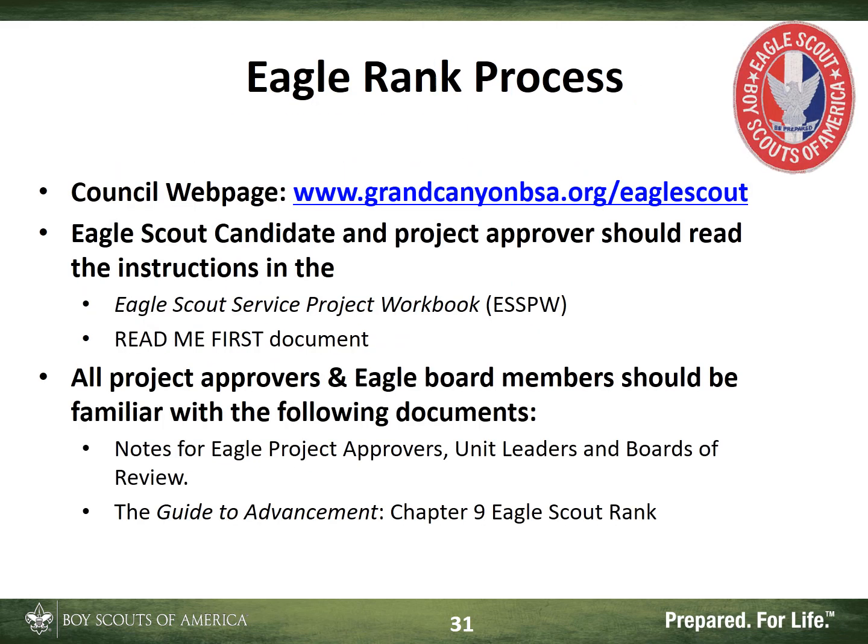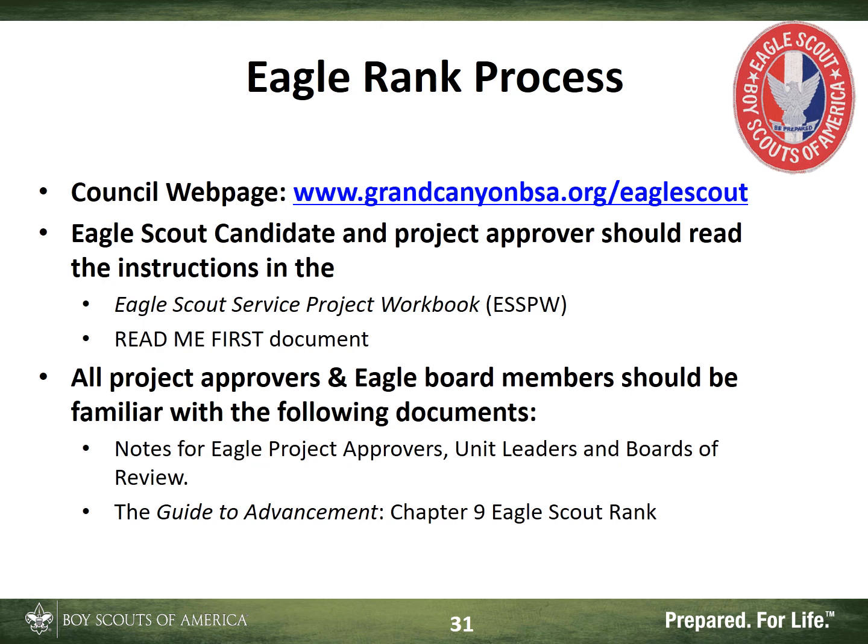Let's review again where you can find more information on the Eagle rank process. First off, go to the Council website, which is grandcanyonbsa.org/EagleScout. Read the README file that is there, and also download and read the Eagle Scout Service Project Workbook. If you're an approver of an Eagle project, or if you sit on an Eagle Board of Review, you should also get a copy of the notes for Eagle project approvers, unit leaders, and boards of review. That's also on that website.